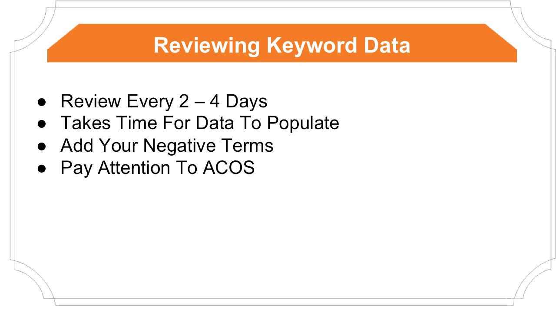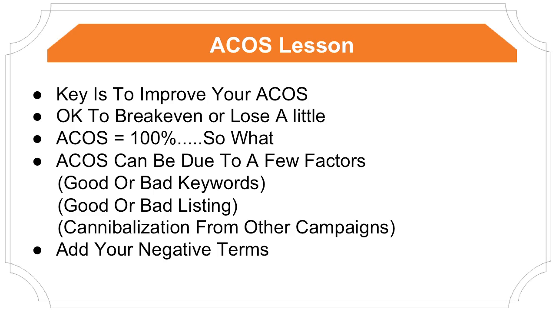And always, always, always pay attention to what's called your average cost of sale. And I thought it was important to just have a discussion on ACOS alone, because that's really what matters here. That's essentially your return on your investment, your return on your spend. And it's really key to improve your ACOS. I tell people that, in my judgment, it's okay to break even or lose a little bit of money on your campaigns, because ultimately the way you make the most money is through organic sales, when someone just found you and you didn't have to spend anything on pay-per-click advertising.